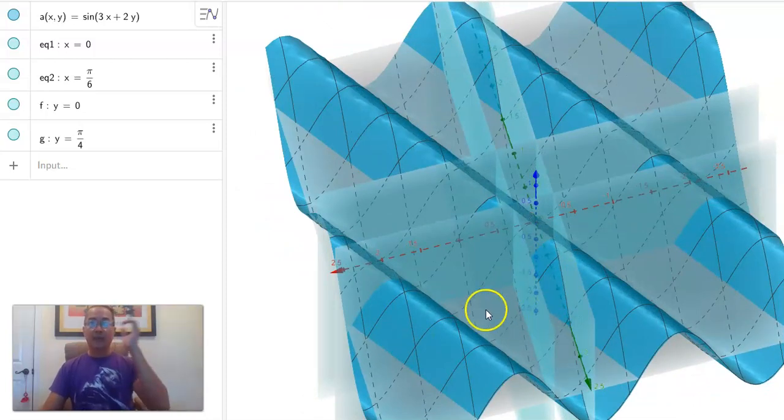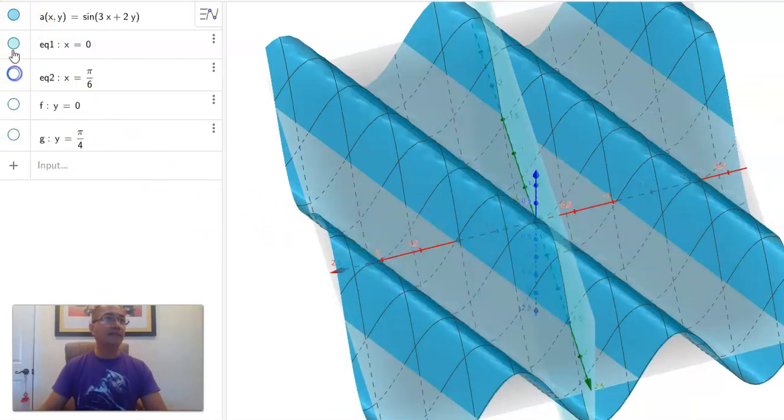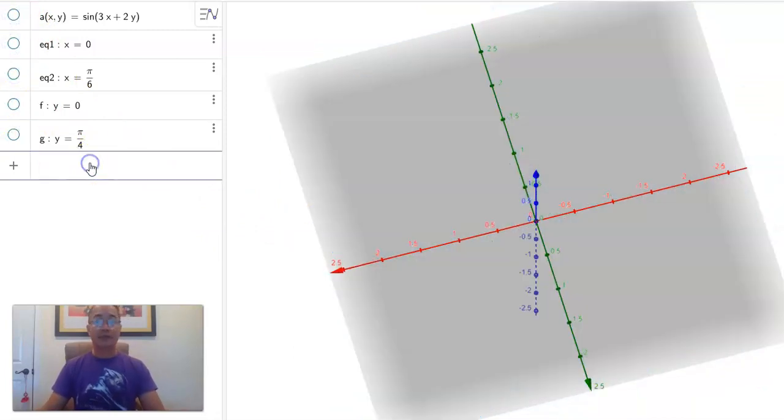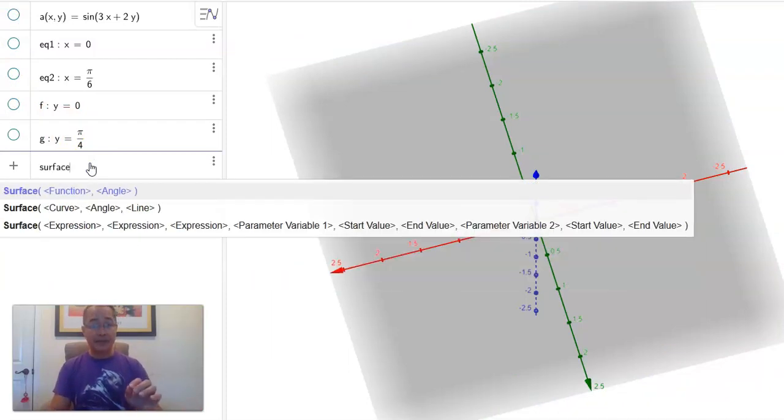Here's why. We have all of this stuff which is hiding the stuff that we want to see. So let's hide everything. We're going to start over. Remember we have what's called the surface command, and this is the syntax that we are going to use. Because we have a Cartesian function, z equals this, we'll just put x here, y here, and then the function sine 3x plus 2y here.